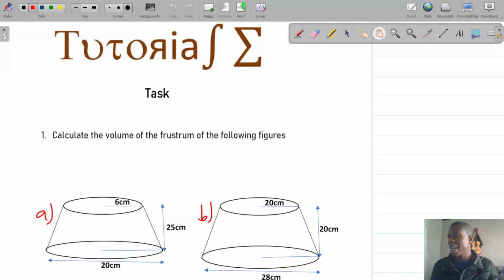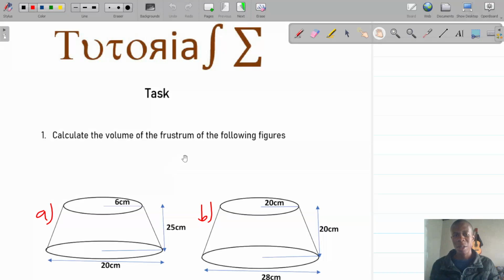So the question is asking us to calculate the volume of the frustum of the following. So we have part A and part B. I want you to pay attention to how I will be working out part A so that you'll be able to work out part B by yourself. So this is very important. I'm just going to do part A and you do part B.